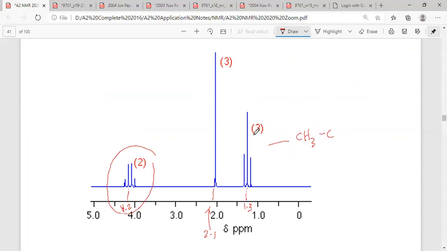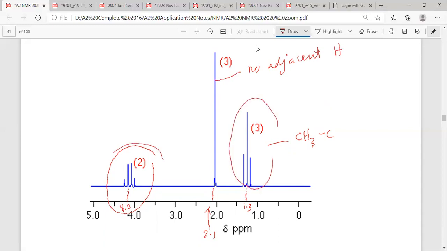That means the 3 here. Now this is by itself, see? Because this is high resolution, this one has no adjacent protons. This split and this split mean that these two have adjacent protons.